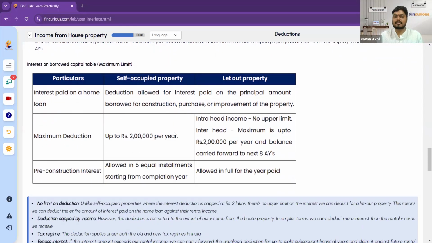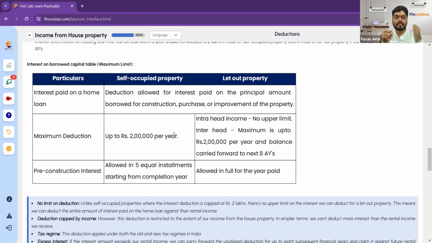So let us understand in a table what exactly this is. Let us bifurcate the things in simple terminology. Interest on borrowed capital table, maximum limits. So if interest is paid on a house loan, for self-occupied property or let-out property, deduction is allowed for the interest paid on the principal amount borrowed for the construction, purchase or improvement of the property. So obviously for both self-occupied and let-out, interest paid is allowed. But there is a maximum deduction.